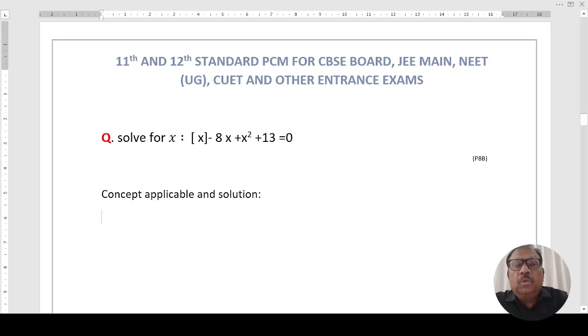Question: solve for x the equation [x] minus 8x plus x square plus 13 equal to 0, where [x] is the greatest integer function. Concept applicable and solution. Concept applicable.